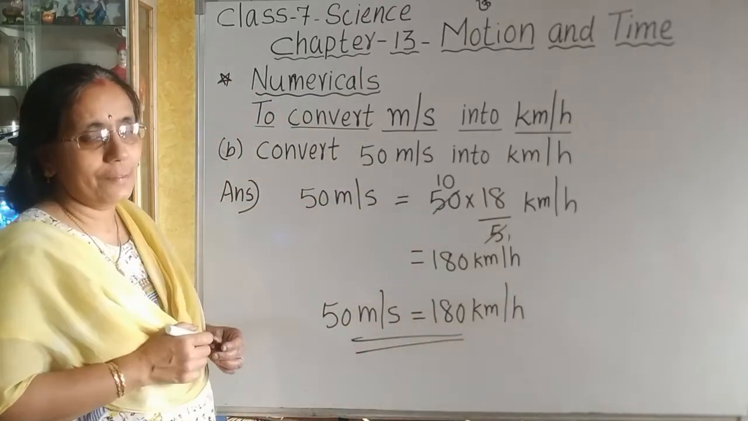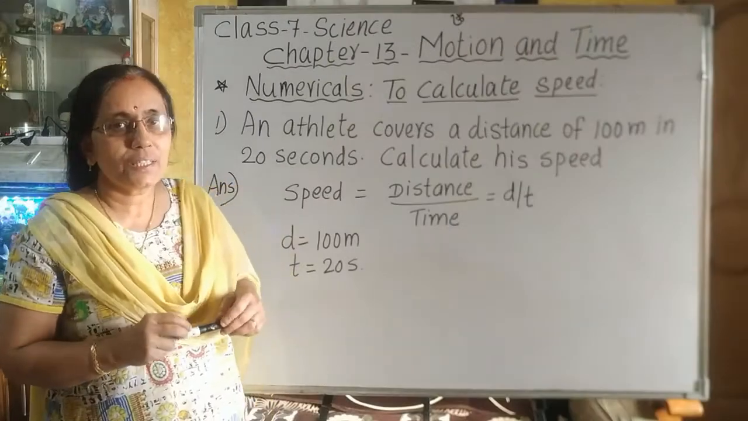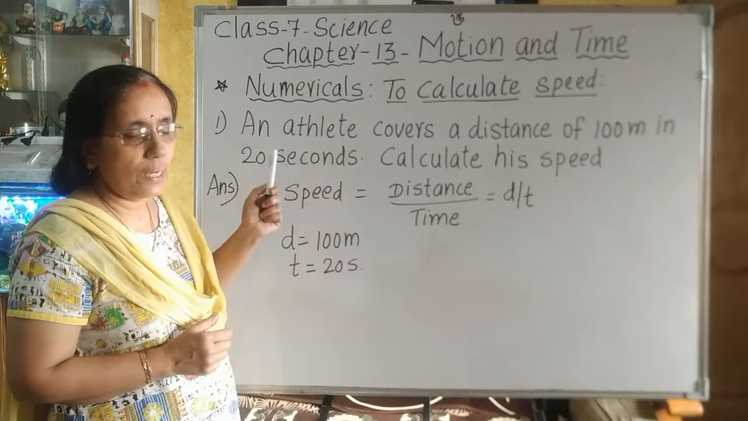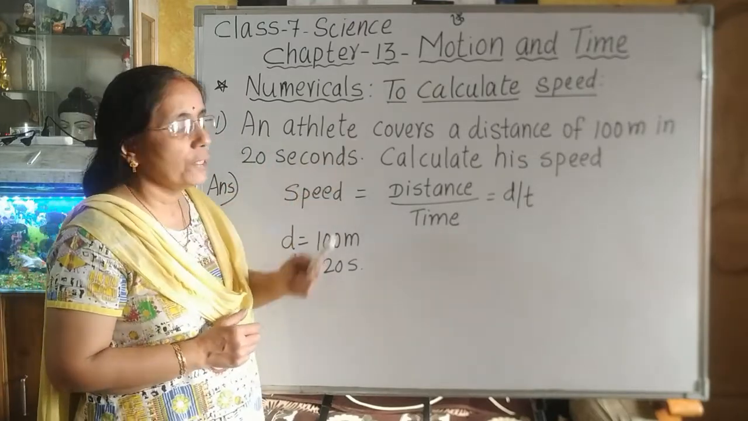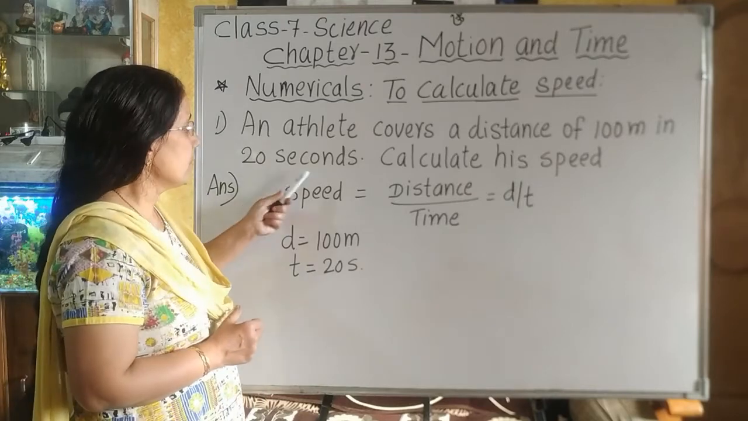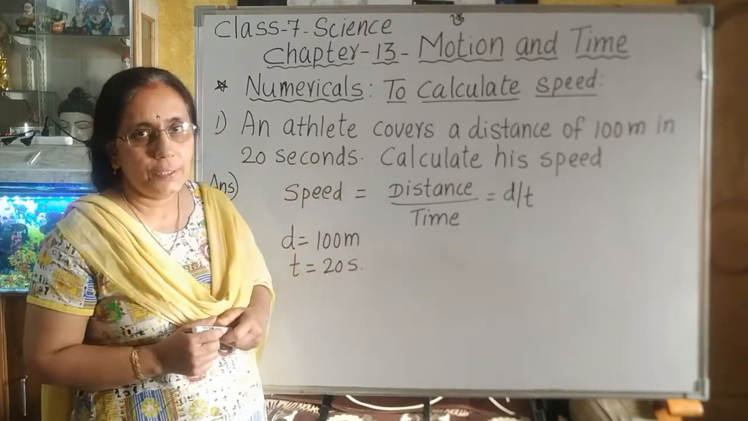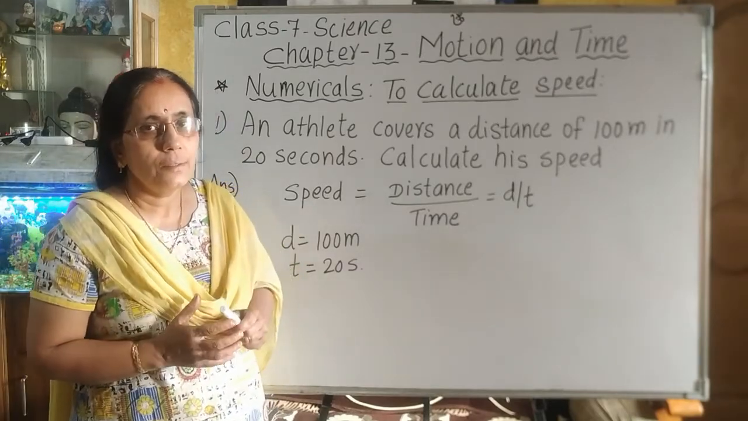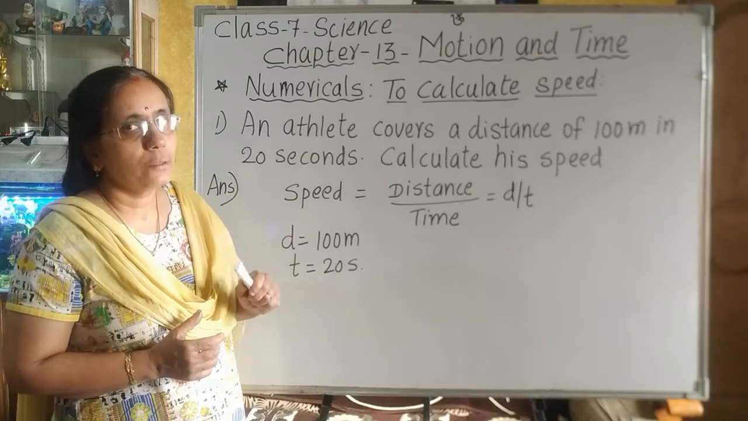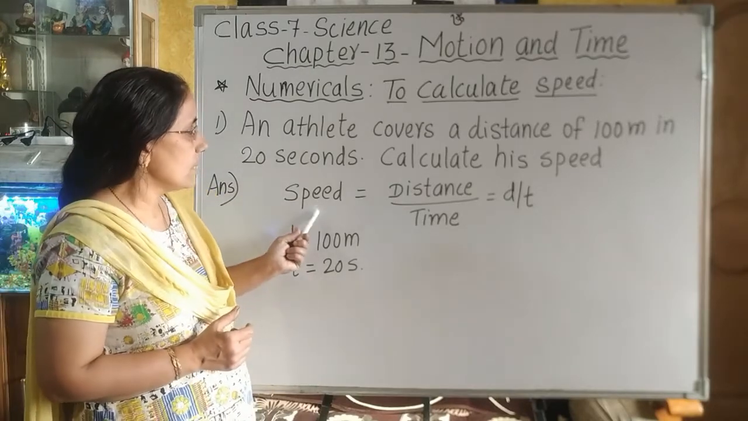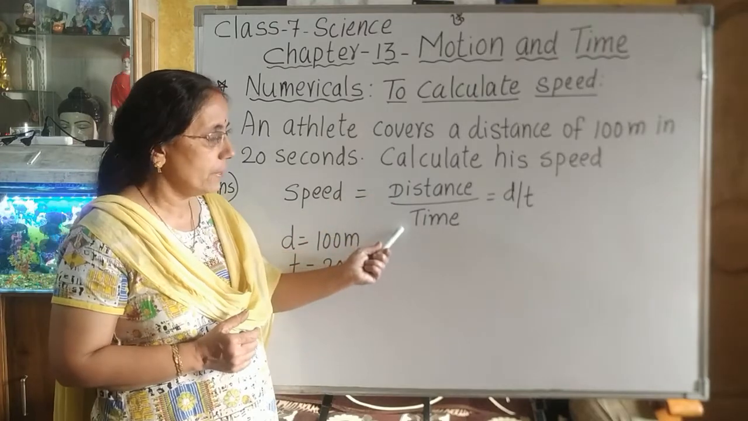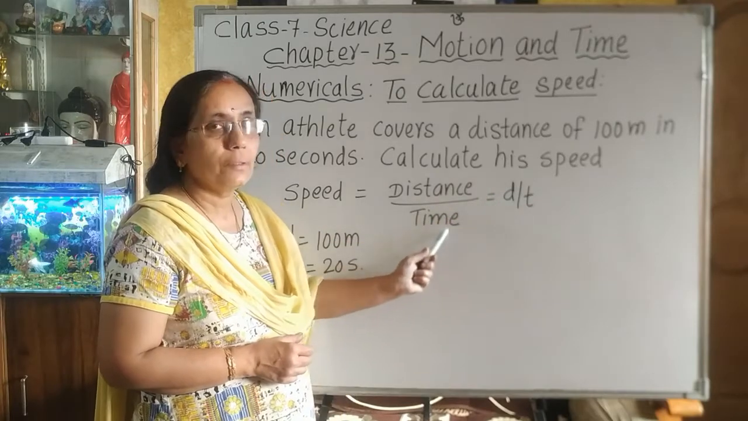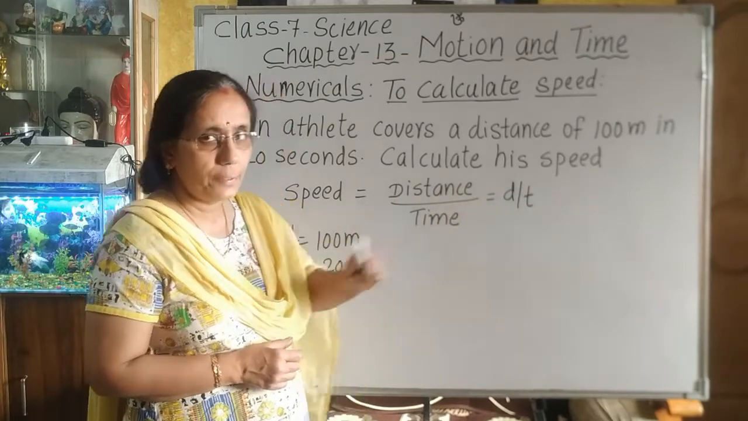This is the equivalence. Now let us discuss the numericals to calculate speed. Let us see the first example. An athlete covers a distance of 100 meter in 20 seconds. Calculate his speed. So, you know the formula to find out the speed. What is that? The total distance divided by the total time taken. Or we can say that speed is equal to distance upon time. So, if we represent distance by d and time with t, we can write it as d by t.